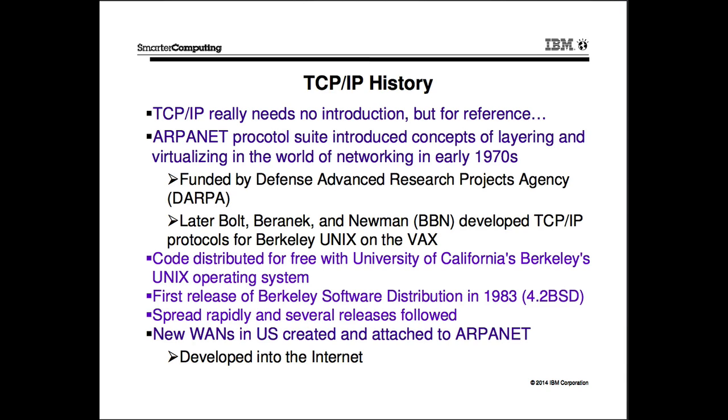and virtualization in the early 70s, funded by DARPA. Later, it was developed into TCP/IP by BBN, and then Berkeley Unix on the VAX expanded it further. The code was distributed for free with Berkeley's Unix operating system, which is probably one of the things that really made it catch on. And finally, in 1983, the first BSD distribution came out, and TCP/IP has spread rapidly since then, and it is the dominant networking protocol today. And the ARPANET developed into the internet that we all know and love today.